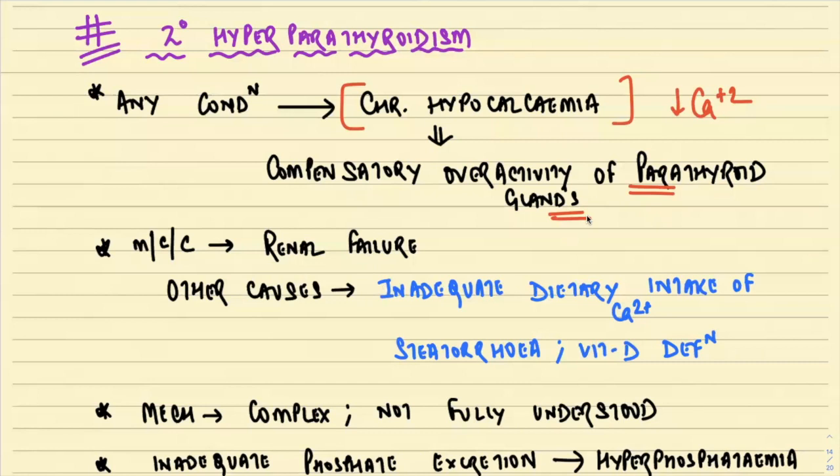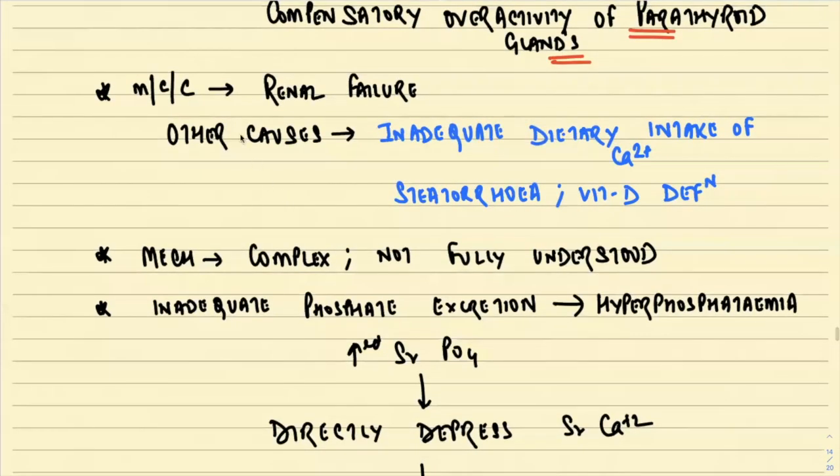So the parathyroid gland will have to compensate. For example, if the kidney is not working, the kidney has become bad, or any disorder because of which the serum calcium level is not being maintained, as a result the parathyroid will have to come into the picture and compensate. Okay. So what is the most common cause of secondary hyperparathyroidism? It is progressive renal failure.